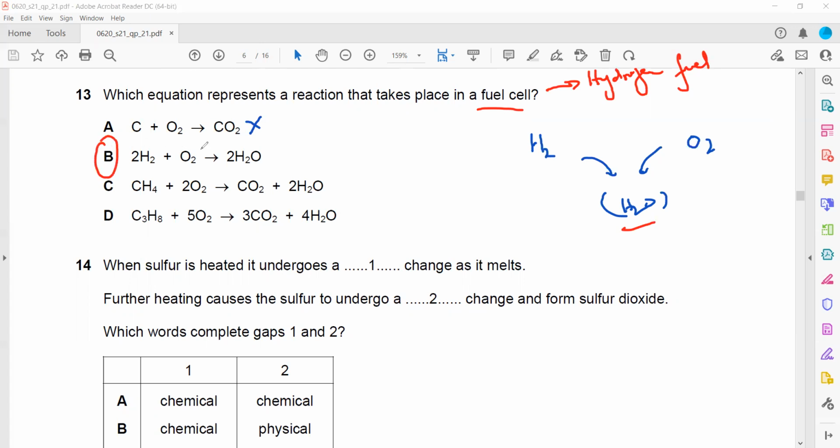So when hydrogen combines with oxygen, it forms water. So B is the right answer. Why not C and D? Because C and D are burning of fossil fuels like natural gas as well as propane. That is why it is incorrect. So remember, in a fuel cell, we use hydrogen fuel. Hydrogen combined with oxygen gives off water.